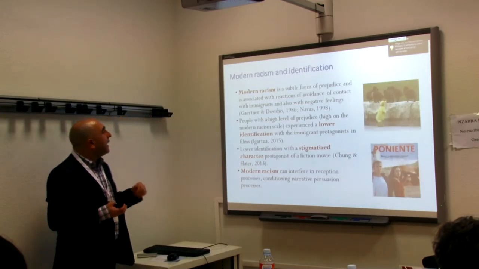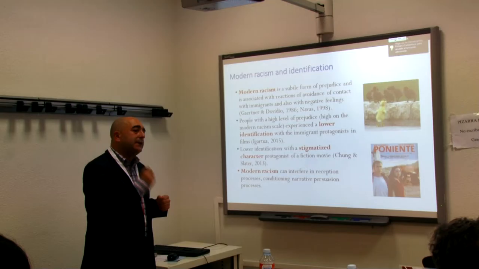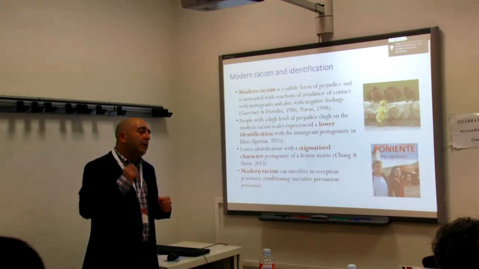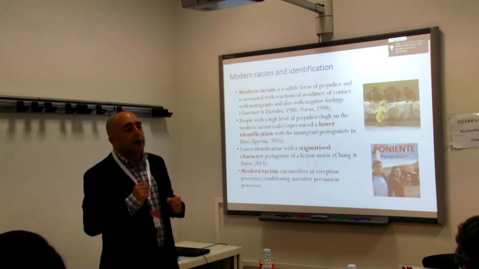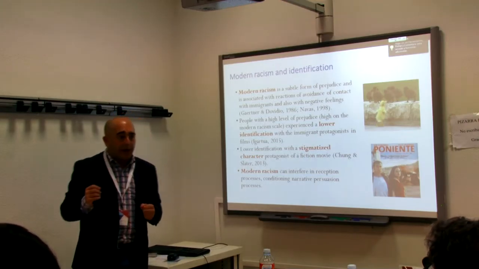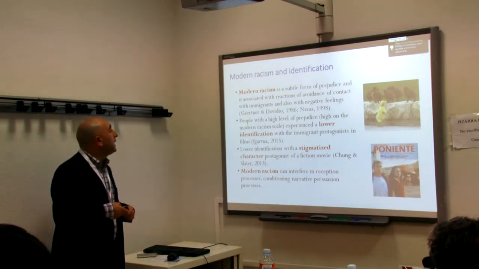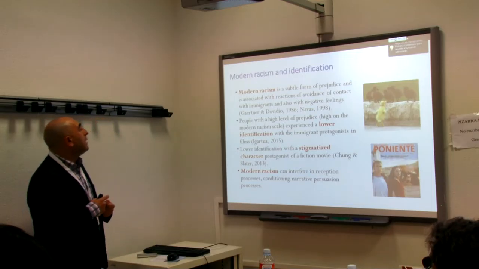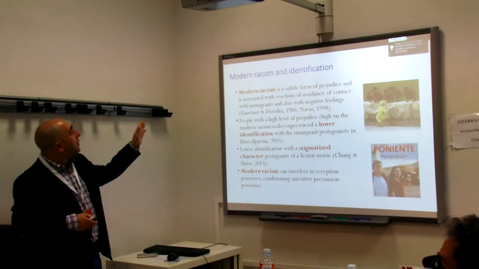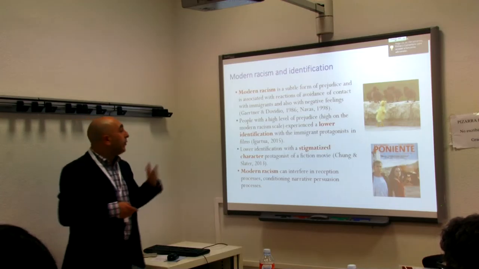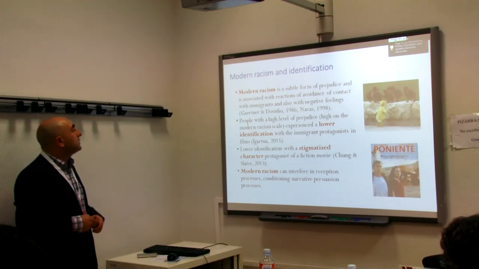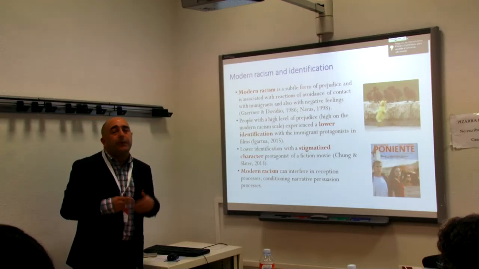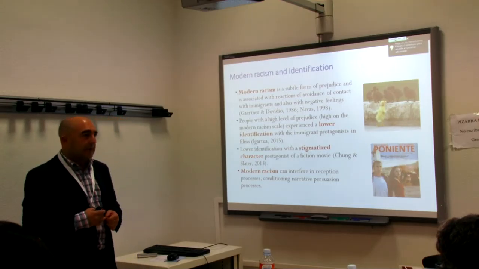More theory. Of course, this is related to the level of prejudice that people have in relation to the immigrant population. In this case, we are taking a framework from research on modern racism. Modern racism is a subtle form of prejudice that is usually associated with negative reactions towards immigrants.